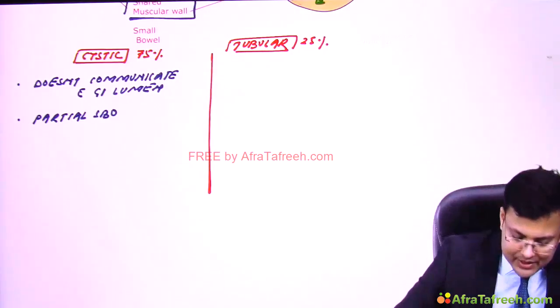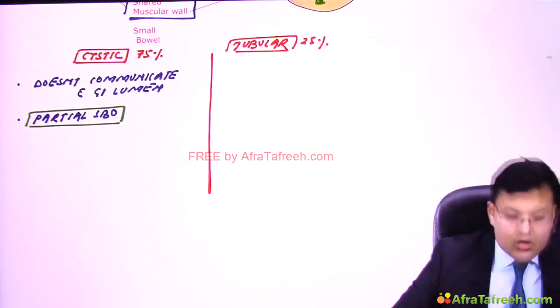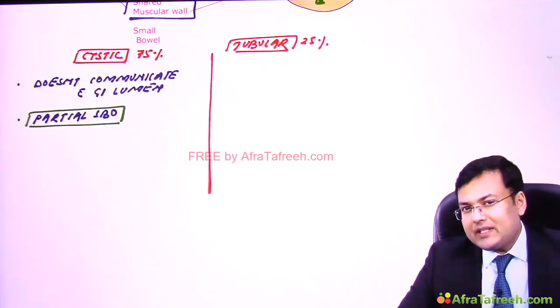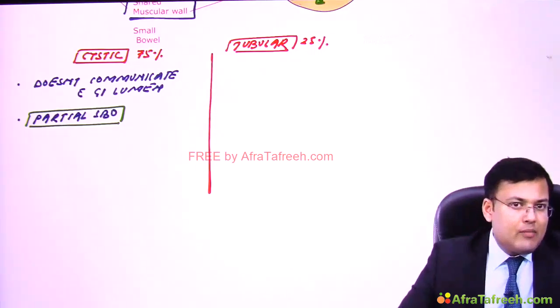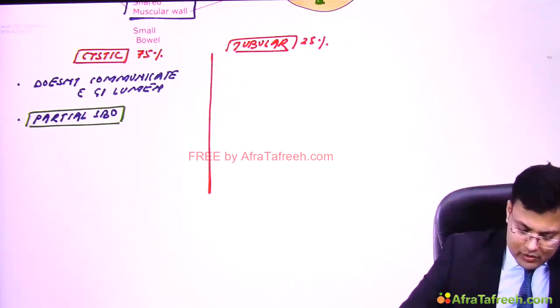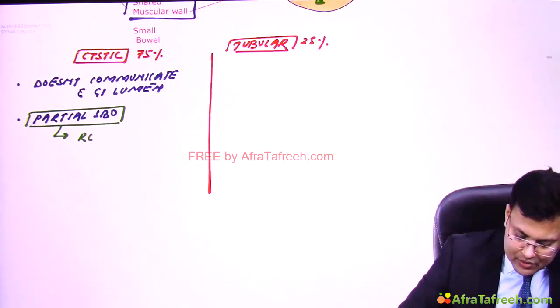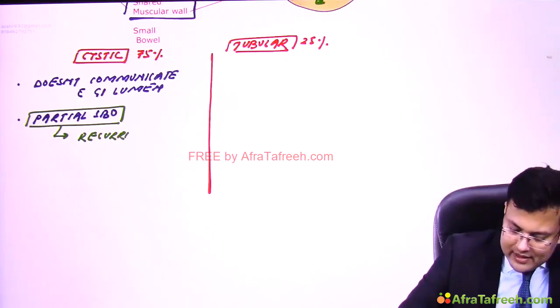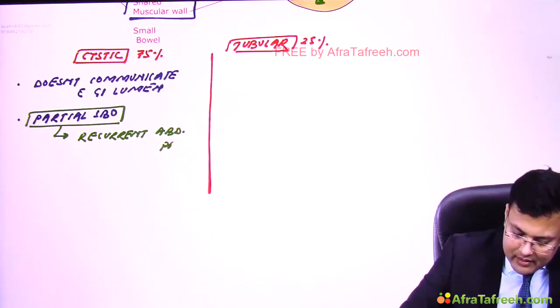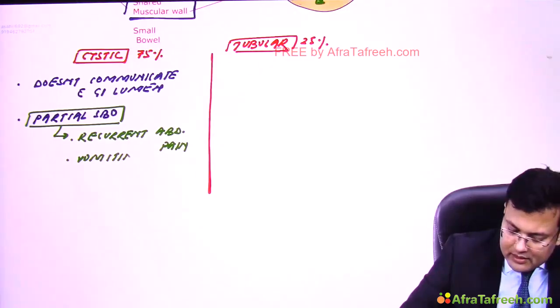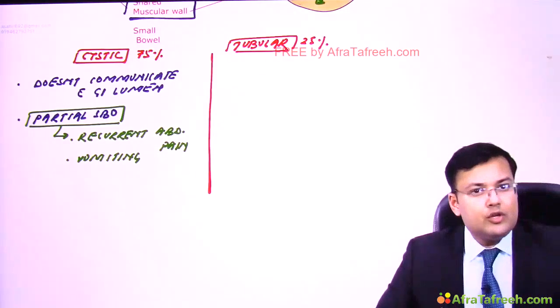So because of this partial small bowel obstruction, what are the clinical features? These patients are having recurrent abdominal pain and there is vomiting. So what are the manifestations? It leads to recurrent abdominal pain and vomiting. Simple.